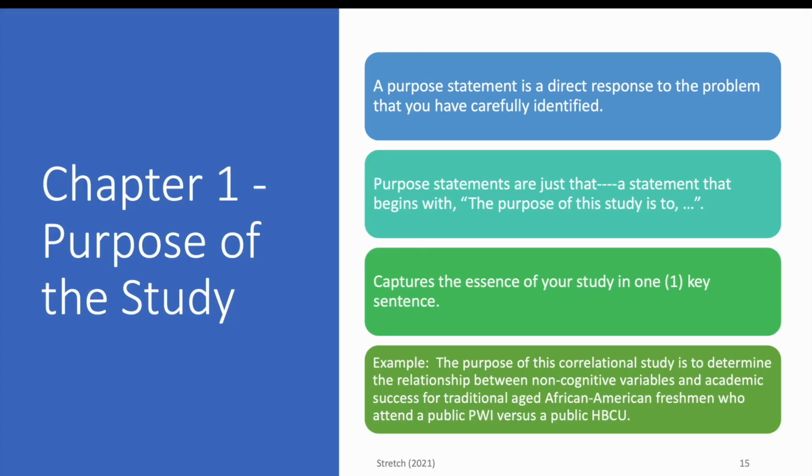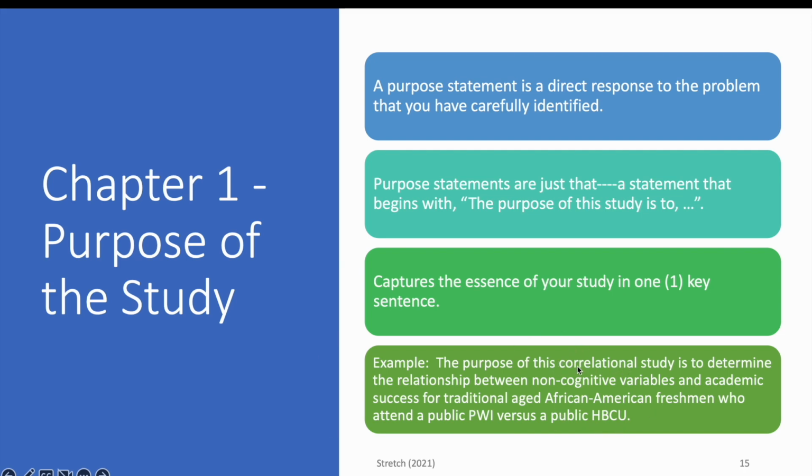The purpose of the study, this is a statement that is a direct response to the problem. The purpose of the study should start out, the purpose of this, and you actually want to say what design the study is to do what? So for example, this one at the bottom, the purpose of this correlational study is to determine the relationship between non-cognitive variables and academic success for traditional age African American freshmen who attend a public PWI versus a public HBCU. This was from my dissertation.